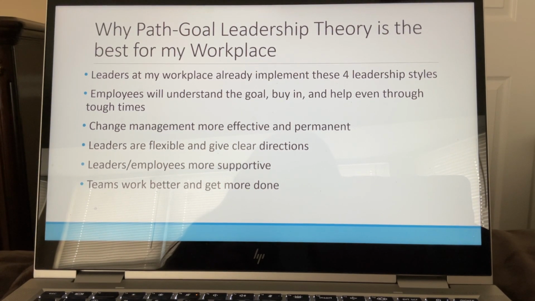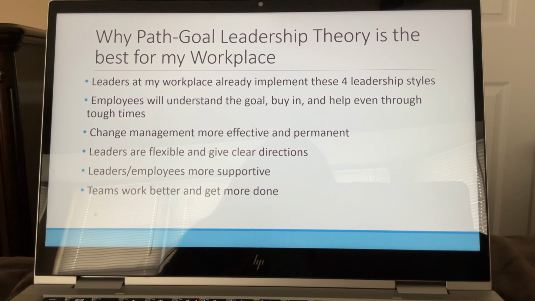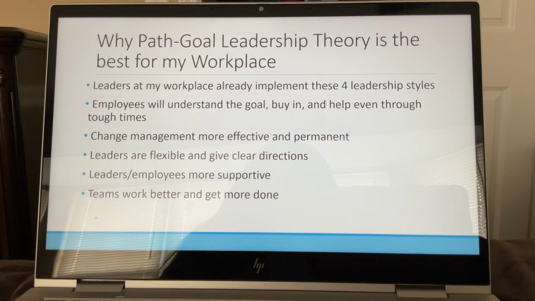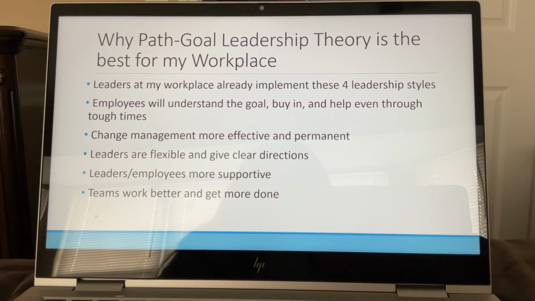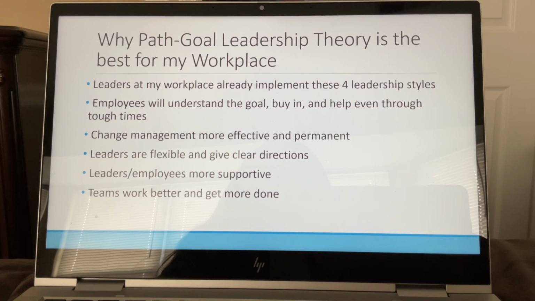Why path goal leadership theory is the best for my workplace. The leader at the workplace is going to implement a certain leadership style, and we can do all these 4 styles that we've already learned in my workplace. So everybody already knows the styles, they just need to implement them. The employees will see the goal, buy in, and help even during difficult times. It might help with change management in the future. The leaders are flexible and already know how to give good directions. Both the employees and leaders will be supportive of each other, and that will just build better teams.